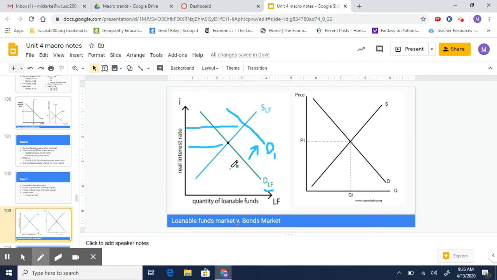But essentially, guys, what you need to know here is when the government spends more money, they need to borrow more. That's where you use this loanable funds graph. So anytime the interest rate is higher, investment is going to decrease.